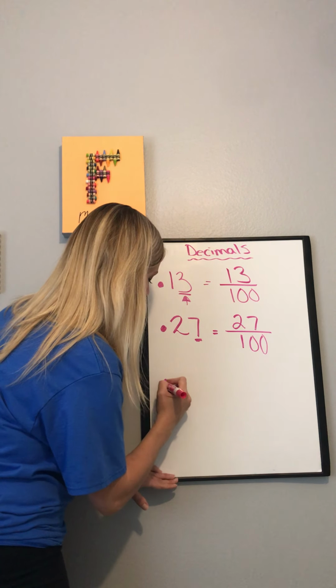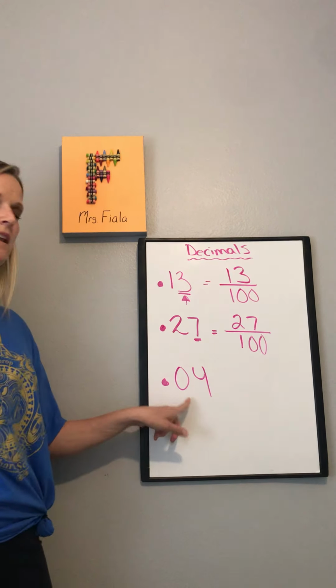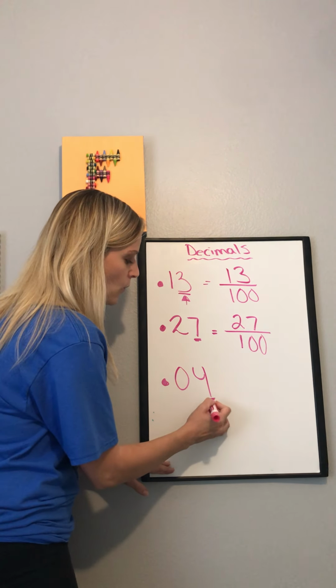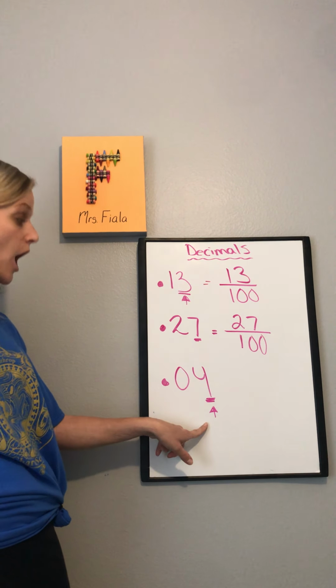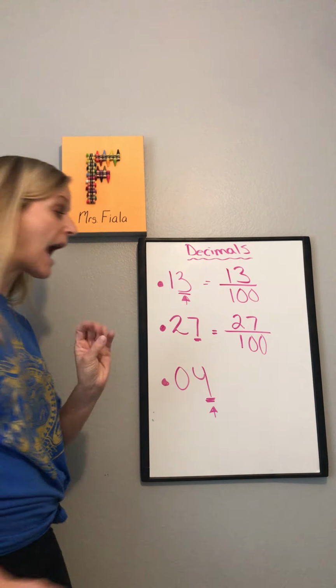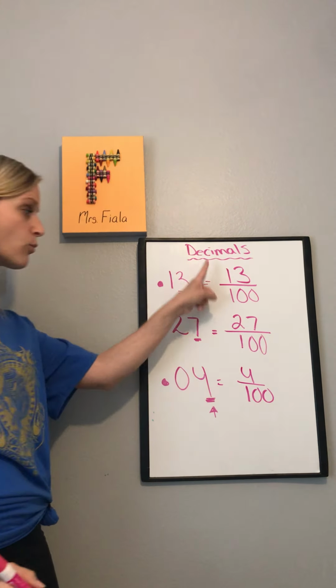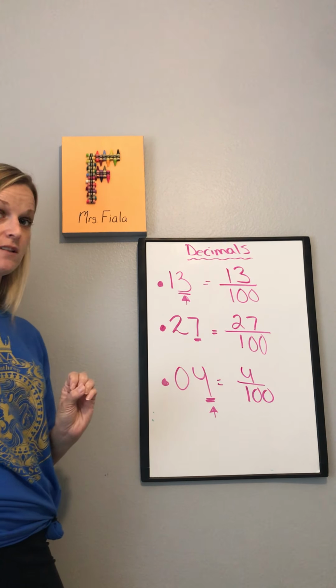Same thing if I had this. Now this one's tricky when we have that 0 there because this is 4 and it ends in the hundredths place again. So this is 4 out of 100. And that's how I'm writing those as fractions. These decimals written as fractions.